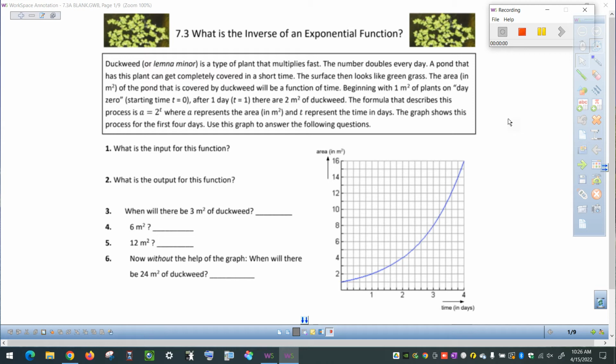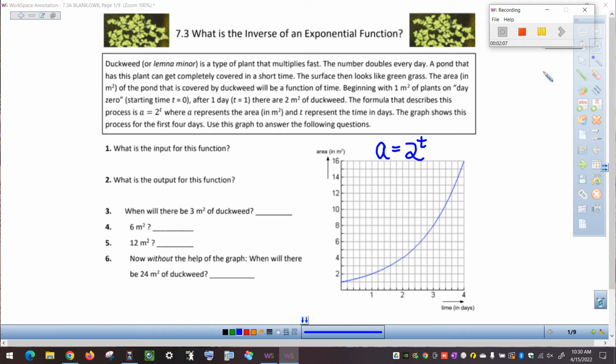And so that's an exponential process. It fits our characteristic of exponential patterns where we're continuing to multiply by the same number. The formula that describes this process is A equals 2 to the power of T. A, the output, represents the area in square meters, and T, the input here, represents the time in days. The graph below shows this process for the first 4 days. You're going to begin by using this graph to answer the 6 questions that you see off to the side. All right, so we're going to come back together here and check in on these first 6 questions.